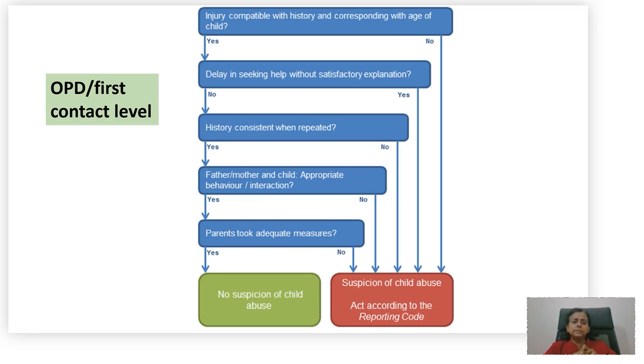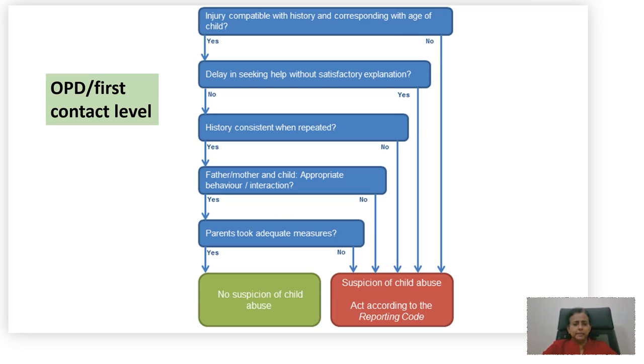Is the history consistent when repeated? If the answer is no, then you have to think. Do the father, mother, and the child show appropriate behavior and interaction? If no, you have to suspect. Did the parents take adequate measures? If the answer is no, then you have to suspect child abuse.